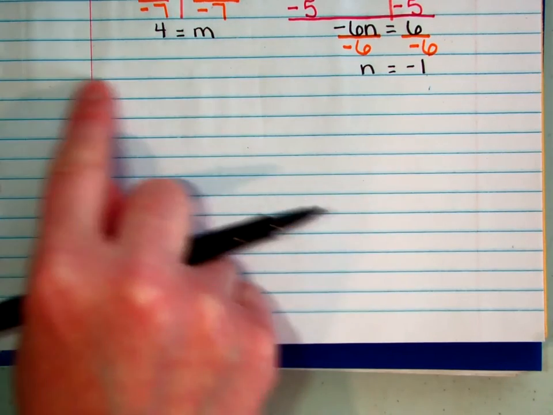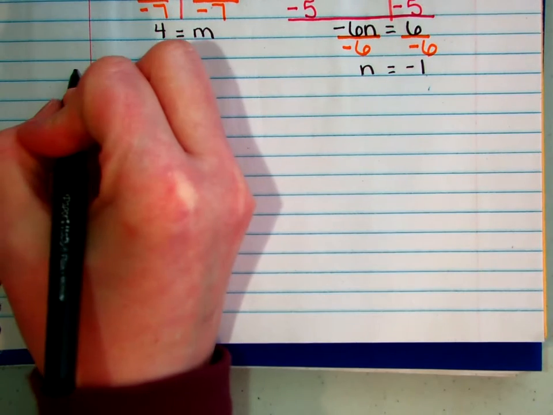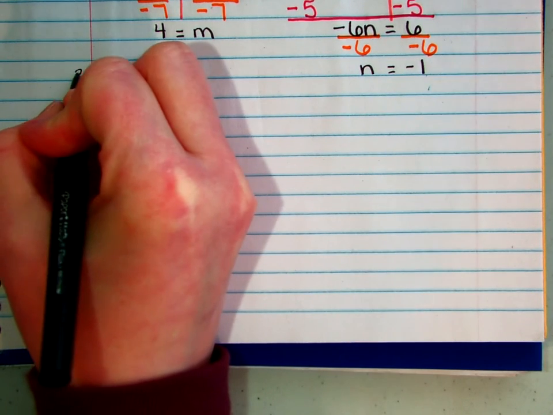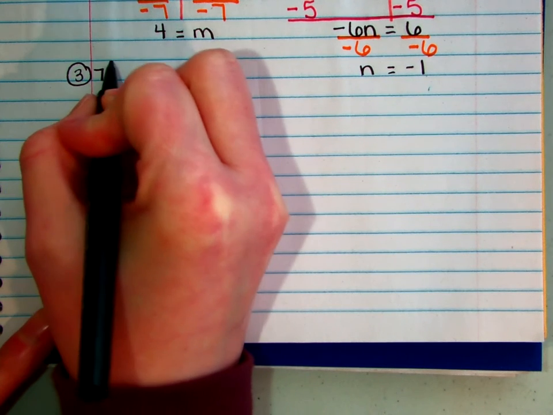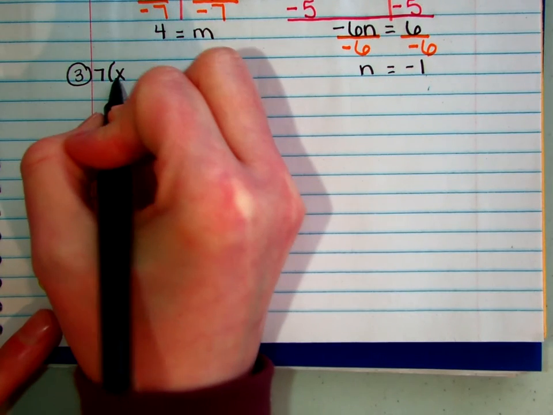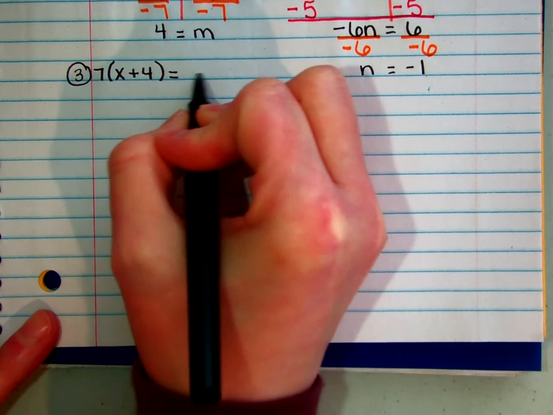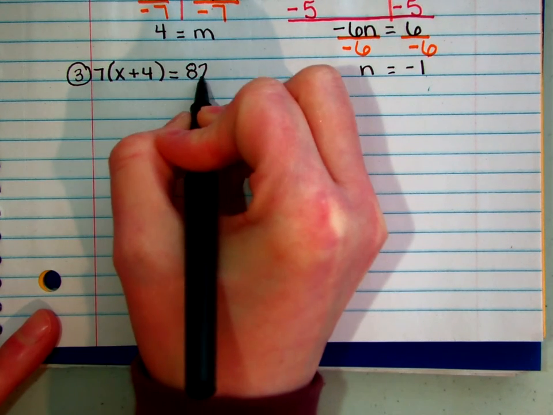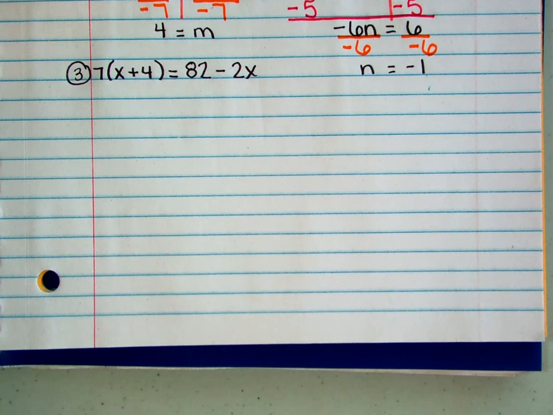Alright, number 3. I'm going to kind of move it up here just so that I can place number 4 down here. So you lay yours out however works for you. Number 3, 7 times, open parentheses, x plus 4, close parentheses, equals 82 minus 2x.